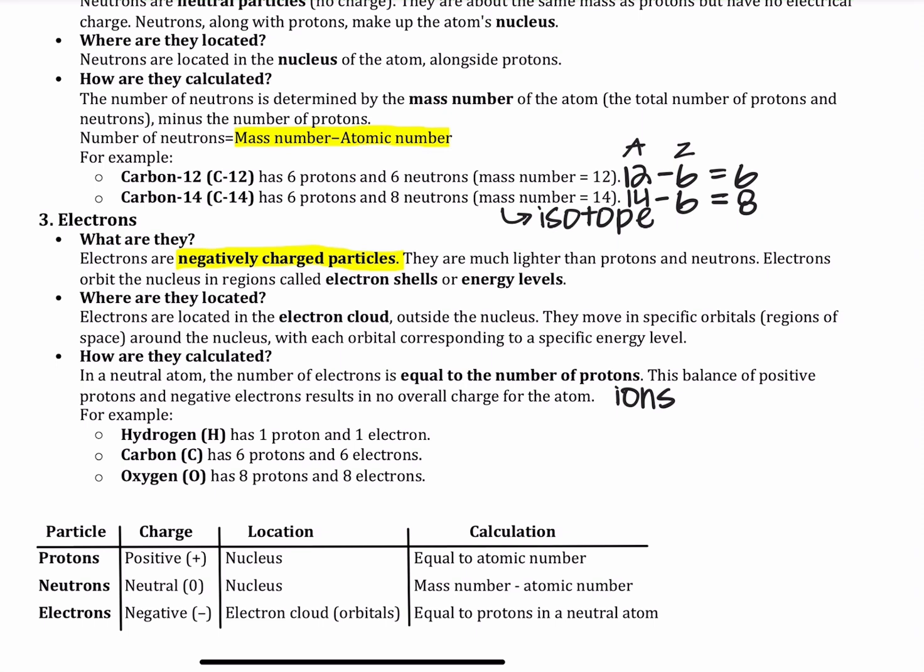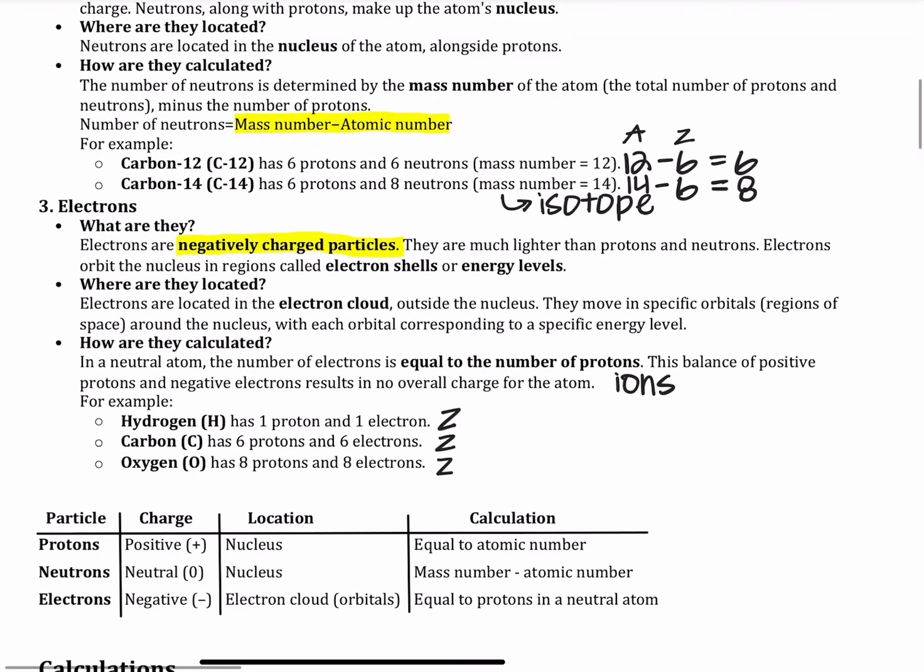So let's go ahead and give an example of that. Hydrogen has one proton and one electron. How do we know this? Because of the atomic number. According to the atomic number, carbon has 6 protons and 6 electrons. Why again? Because the atomic number is 6. And how about oxygen? Oxygen has 8 protons and 8 electrons, and that is because of the atomic number once again.